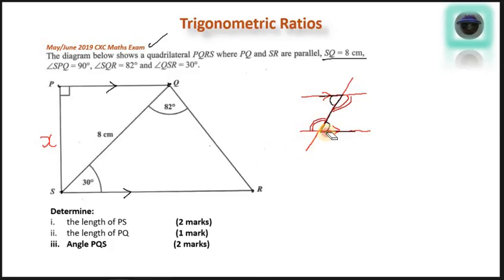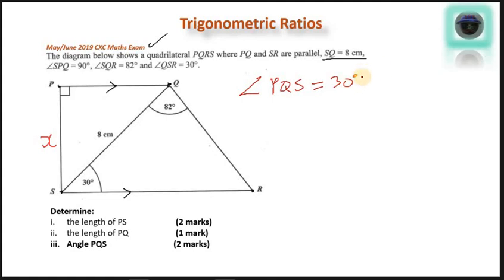And it's based on the fact that we have alternate angles. So we can say angle PQS is equal to 30 degrees. And we can say alternate angle, right? Alternate angles. Okay, so we now know this is 30 degrees.